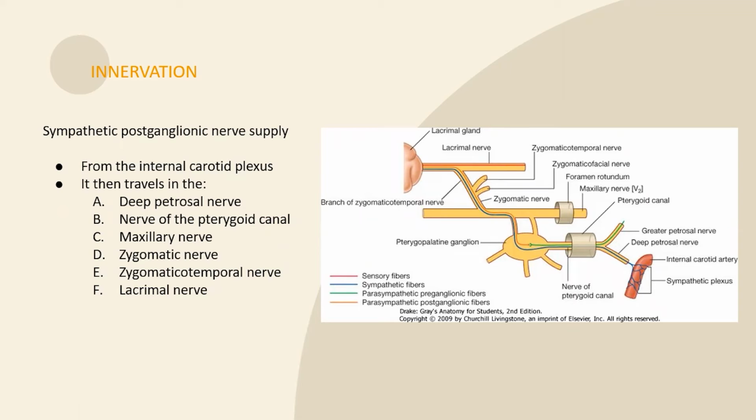Both the postganglionic parasympathetic secretomotor fibers and postganglionic sympathetic fibers ultimately reach the lacrimal gland via the lacrimal nerve. And these are the innervations of the lacrimal gland.